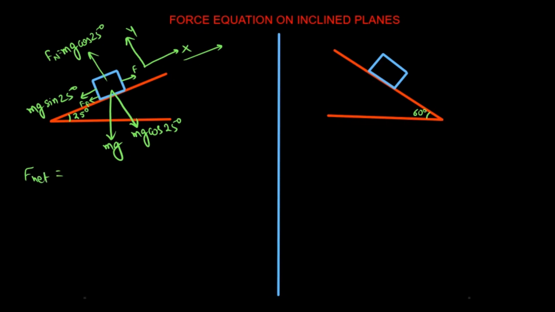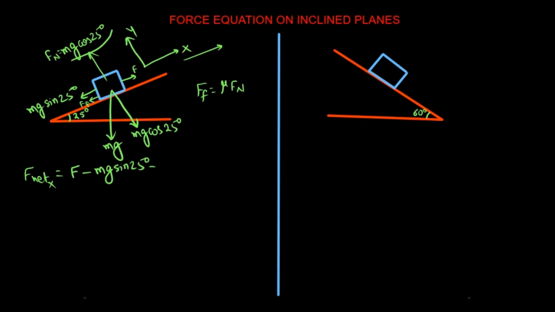it would be net force in the x direction. It would be this force F, because it's acting in the x direction, and this force and friction force, they are both acting in the x direction but in the opposite direction. So they will go with minus sign because they are in the negative direction of x. F minus mg sin 25 degrees minus force of friction, which is mu times force of normal, and force of normal is here.